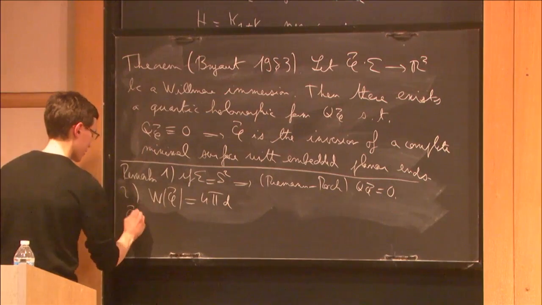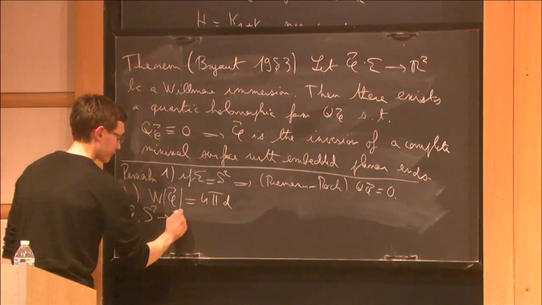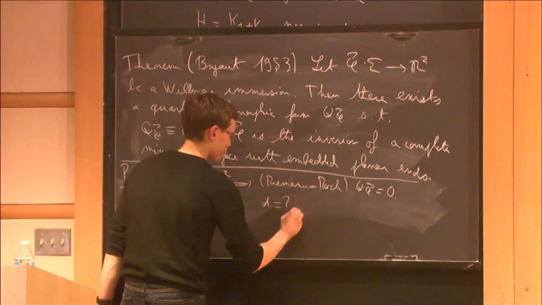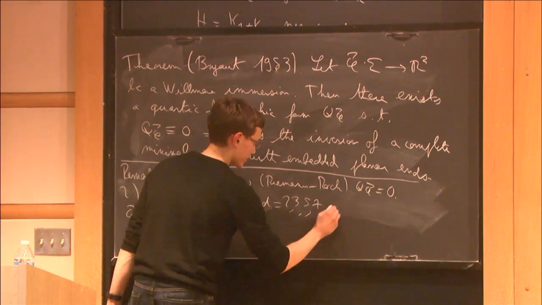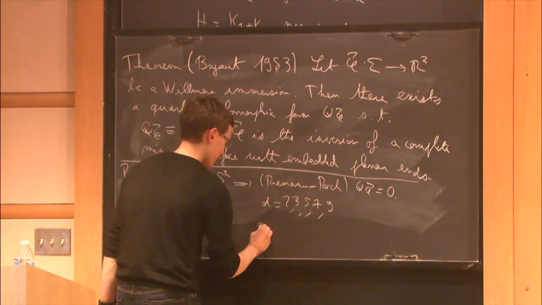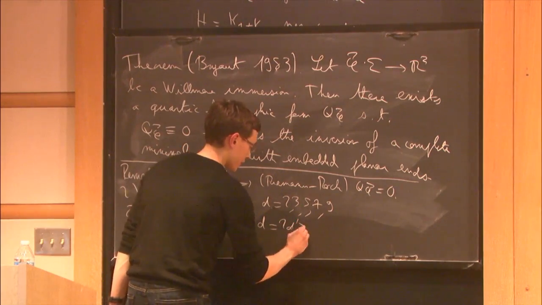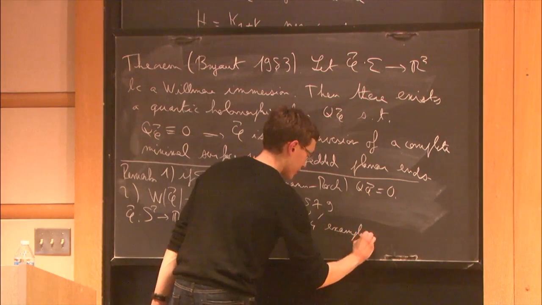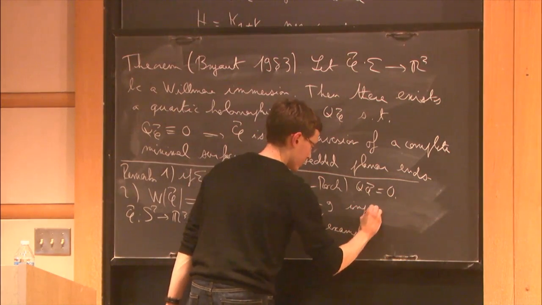Now I take phi from the sphere. And some values are forbidden. So d equal to 2, 3, 5, 7, 9. And for d equal to 2d prime larger than 4, you have examples. And these guys are impossible.